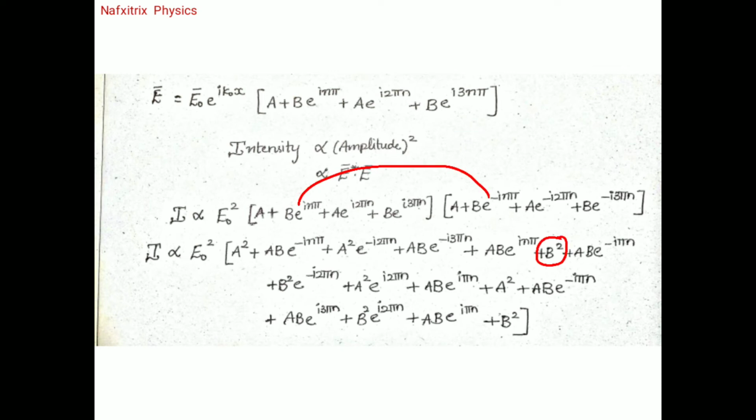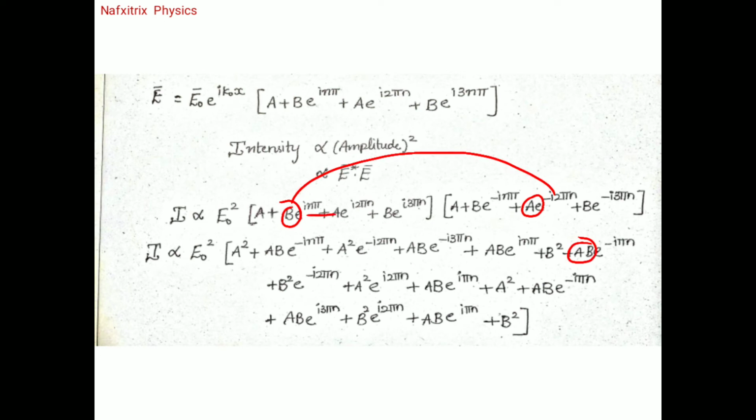That is e power x into e power minus x, that is nothing but e power 0. So hence only b square would be remaining. So like that only this term multiplied with this term. So here b is there, here a is there. So ab and i n pi minus 2 pi n, that is nothing but 1 minus 2, like minus 1. So minus i n pi.